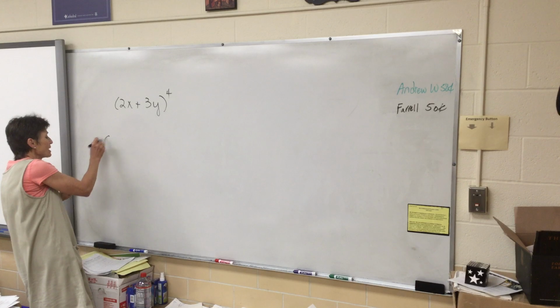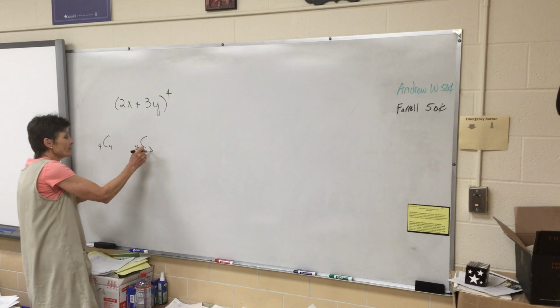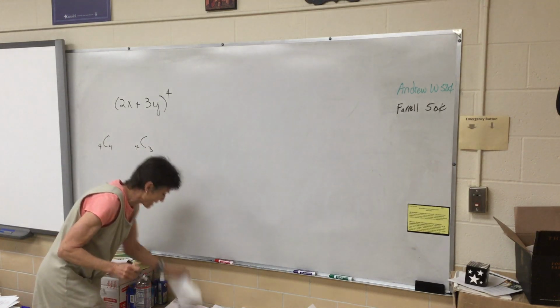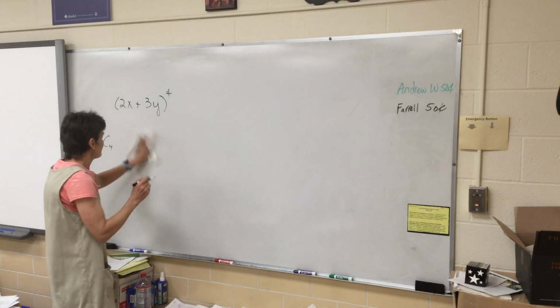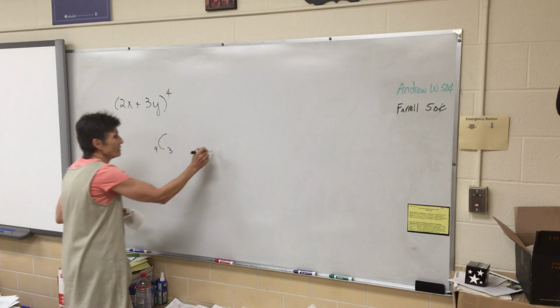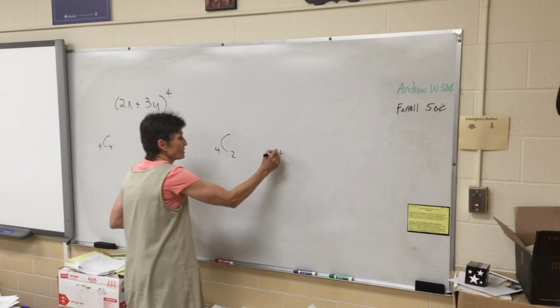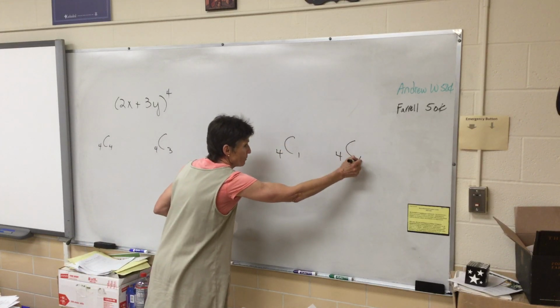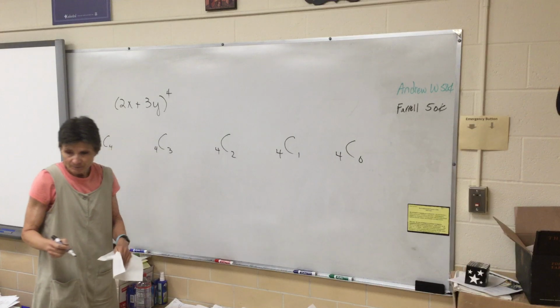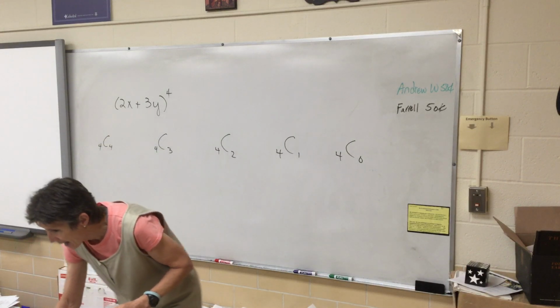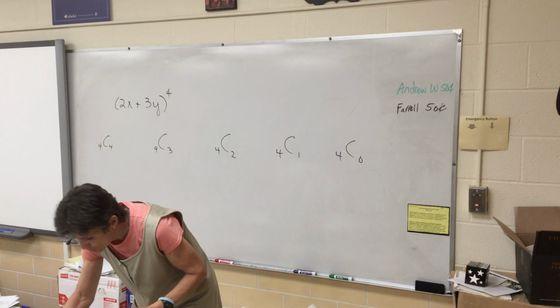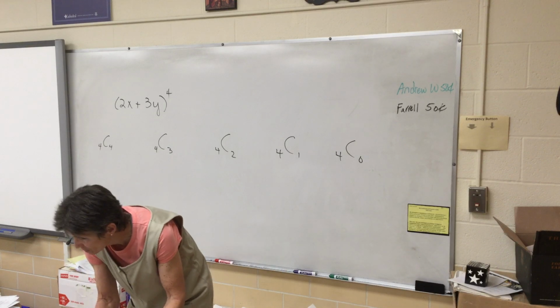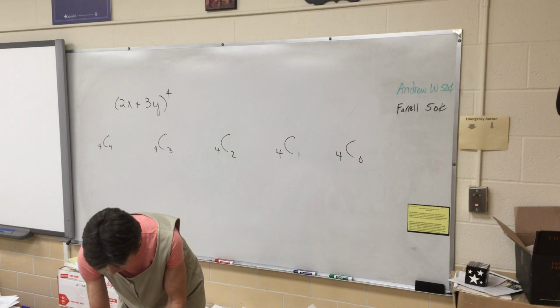And by C numbers, I mean 4C4, 4C3, or actually I should spread these out a little bit. 4C4, 4C3, 4C2, 4C1, and 4C0. Now again, you do not have to get them that way. You can get them straight from the triangle if you want to.